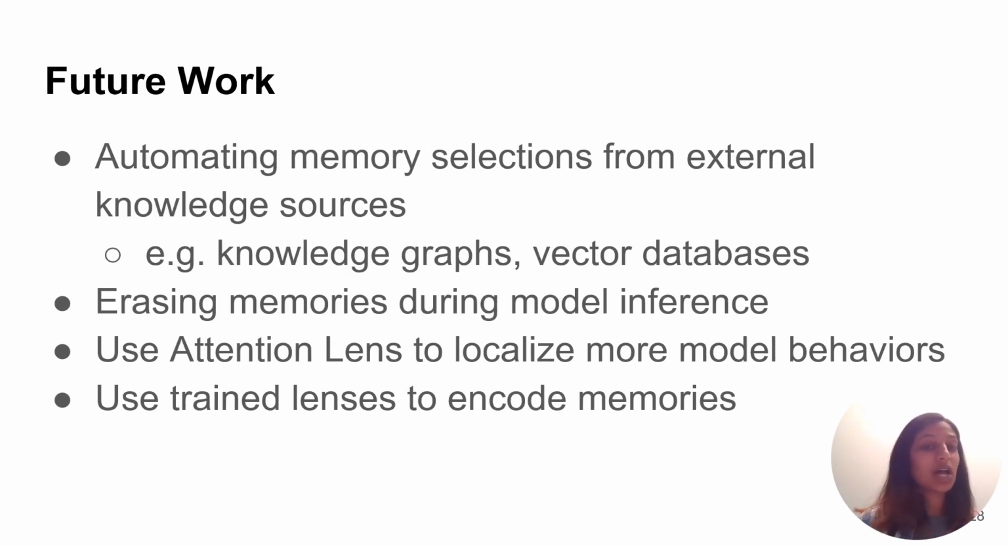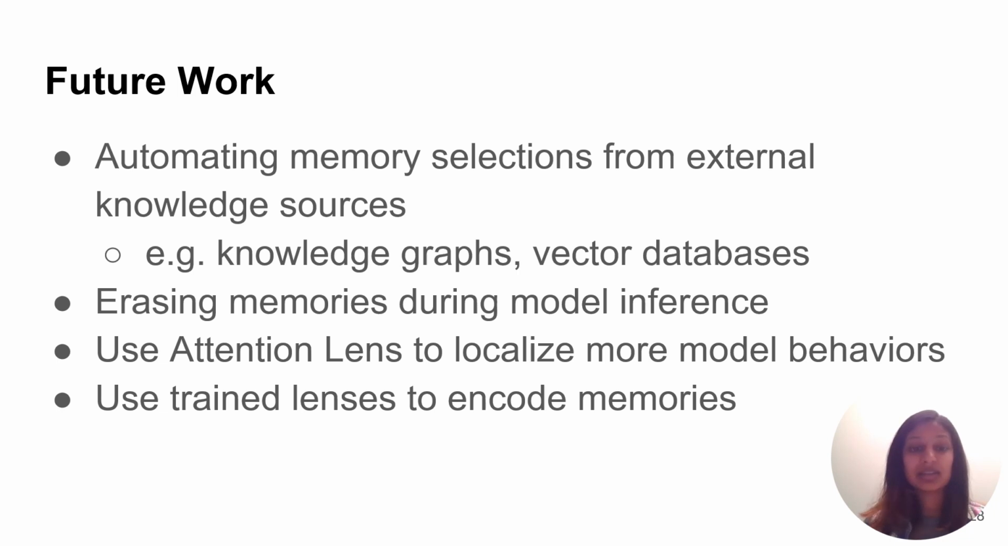Before finishing this talk, I just wanted to highlight a few avenues for future work. One, we could automate memory selections using unsupervised methods from external knowledge sources, such as doing searches from knowledge graphs or vector databases to compile a couple of candidate memory injections. This would greatly increase the performance throughput of memory injections as it would remove the human from the loop.